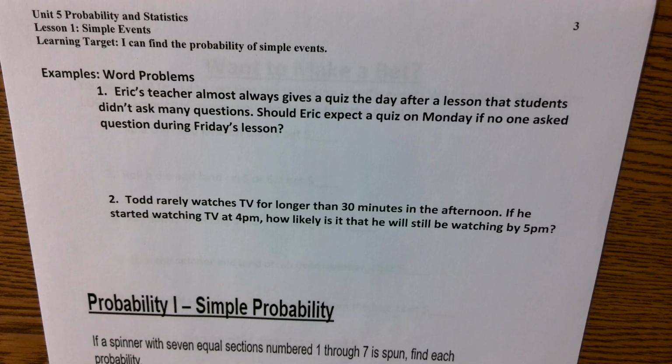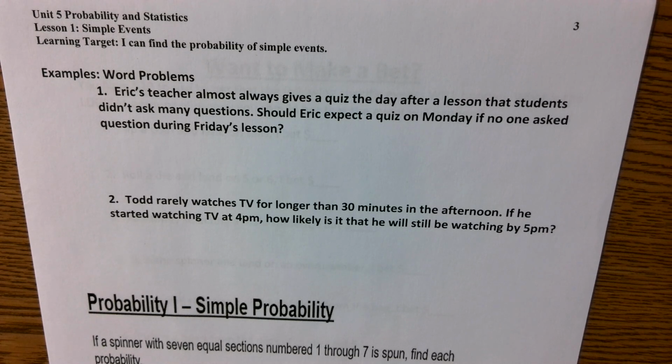What do you guys think? Yes or no? No. Okay. Why would you say no? But Monday is the day after, is the next school day, right? Yeah, so we're thinking school days. Obviously, he's not going to give a quiz on a Saturday because he's not there. Okay, so don't think of it in terms of actual days of the week, but think of it in terms of school days. So yes, why would you say yes?